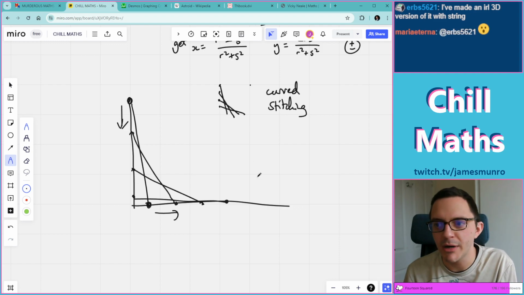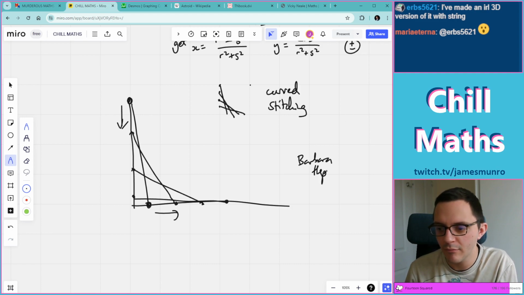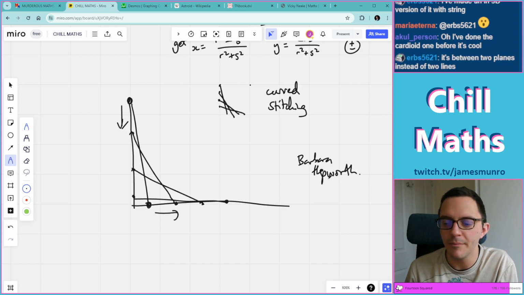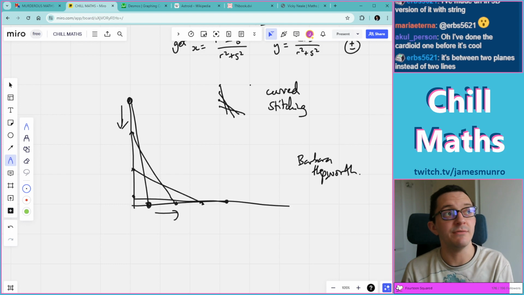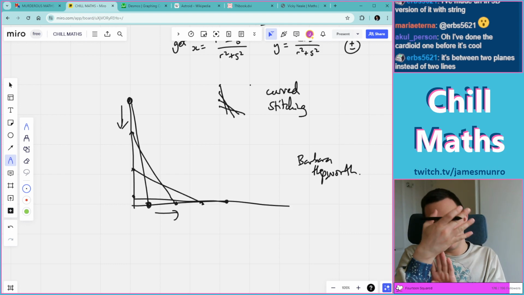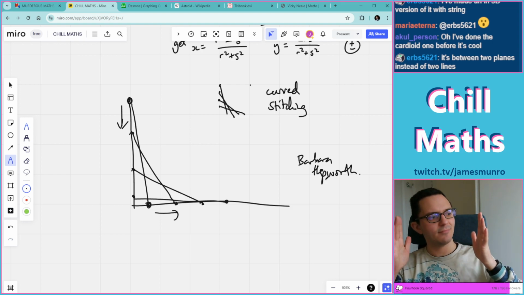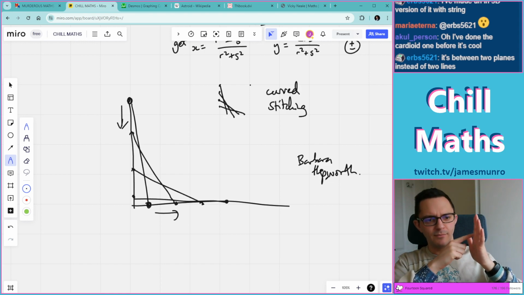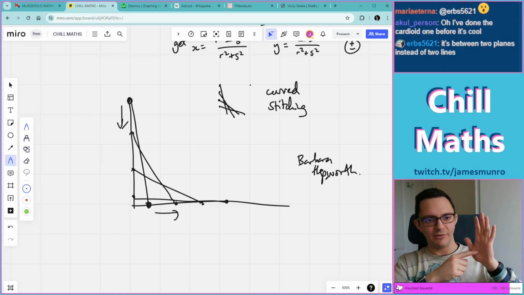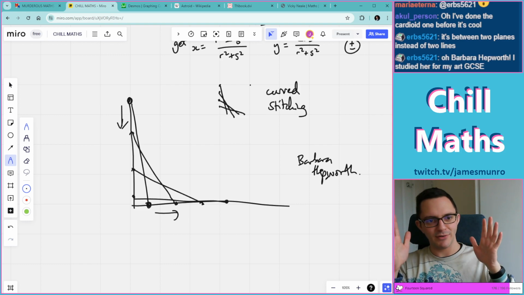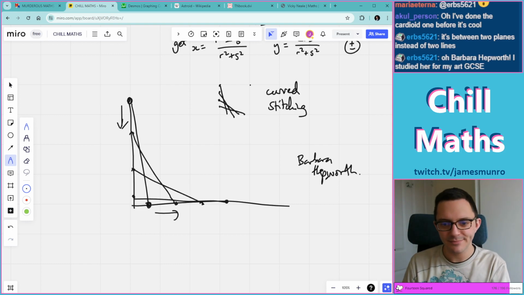There's an artist called Barbara Hepworth, whose art you might be interested in. Some of her art involves strings in 3 dimensions doing different things, between 2 planes instead of between 2 lines. So you could have the endpoints on one moving around on one plane and the endpoints on the other moving around on the other one. There you go, all connected.